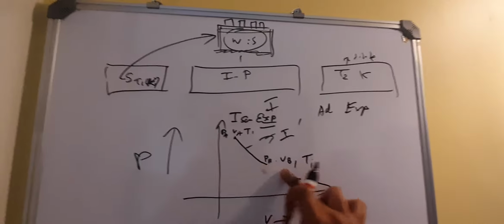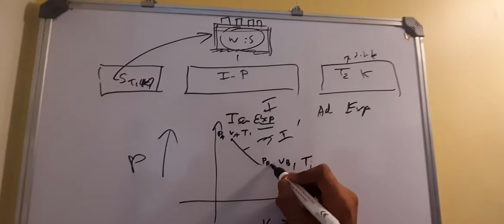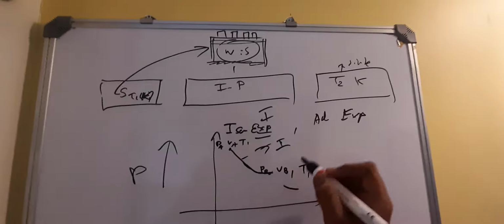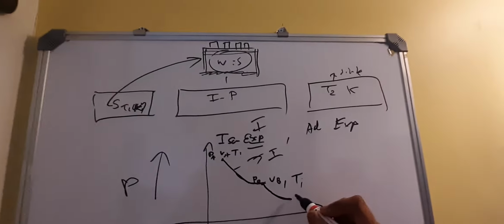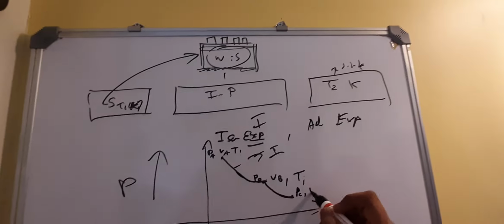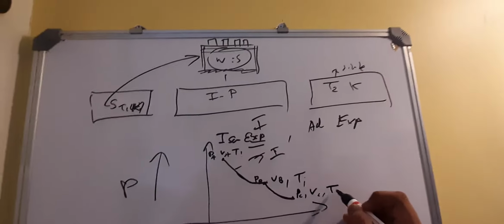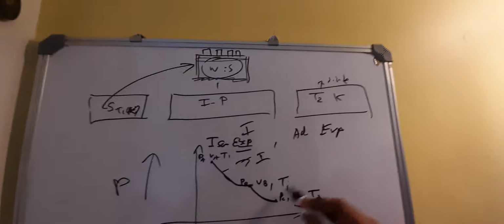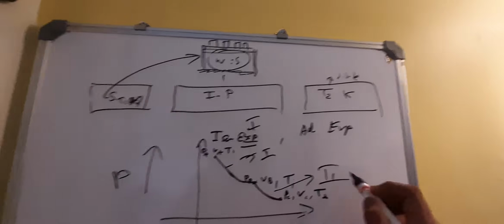Or let me just make it a bit more accurate to comply with textbooks. In this fashion, we are going to have a further decrease to, let us say, pressure at C, volume at C, and this time the temperature will be T2. So this is defined as the second part, the adiabatic expansion.